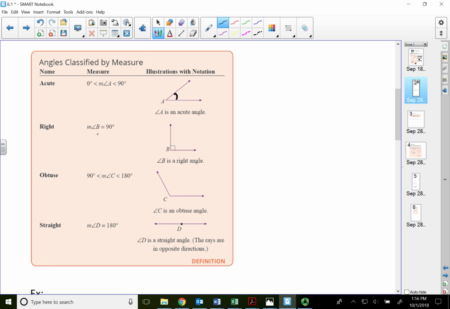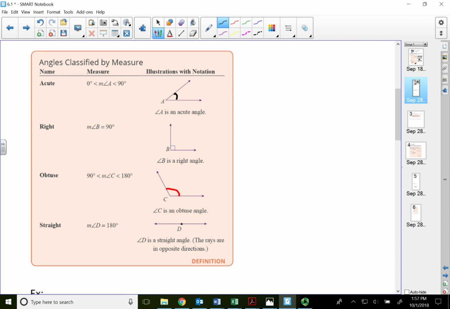A right angle is an angle that is exactly 90 degrees, and we always make our notation for 90 degrees like that. An obtuse angle is any angle that measures greater than 90 but less than 180 degrees. So that's my angle C right here. It's bigger than 90 but less than 180.